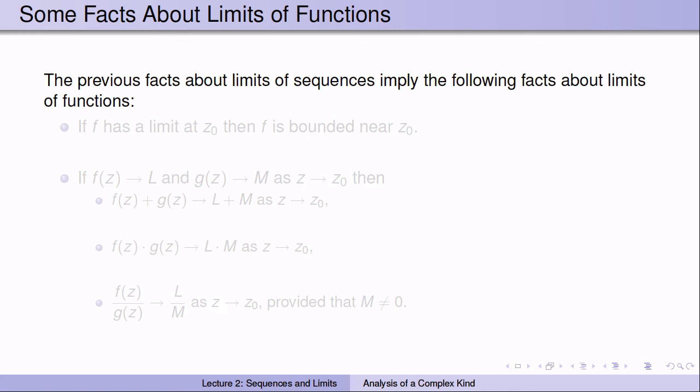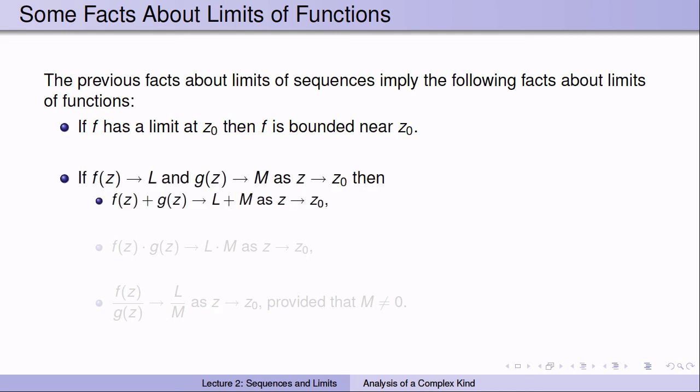The previous facts about limits of sequences imply similar facts about limits of functions. I'm just going to very quickly list those, and I'll remind you of those facts when we need them. If f has a limit at c0, then f is bounded. That's just like a sequence that converges needs to be bounded. If a function f approaches a limit l, and a function g approaches a limit m, as z approaches c0, then the sum of the two functions approaches l plus m. Or the product of the functions approaches the product of the limits, and the quotient approaches the quotient of the limits, provided you're actually allowed to divide by the denominator here. You can't be dividing by 0.